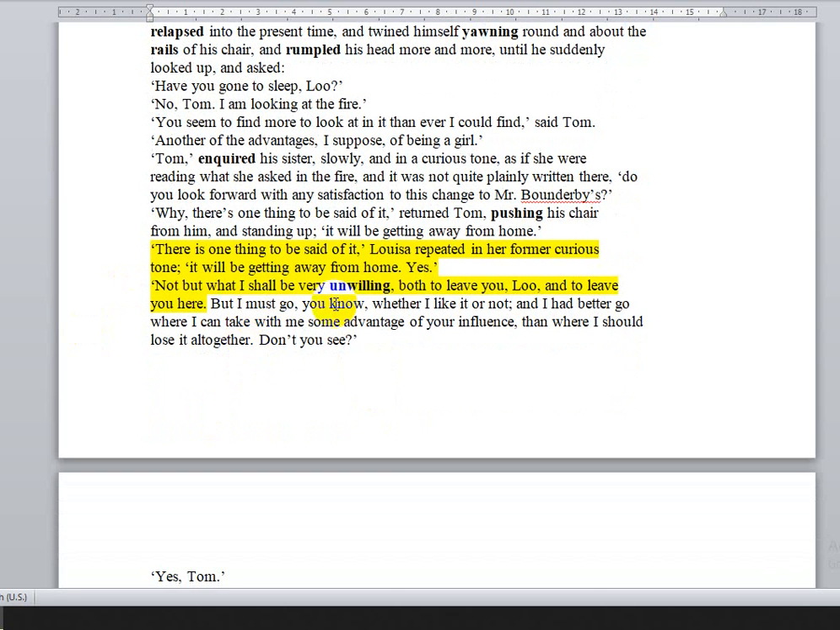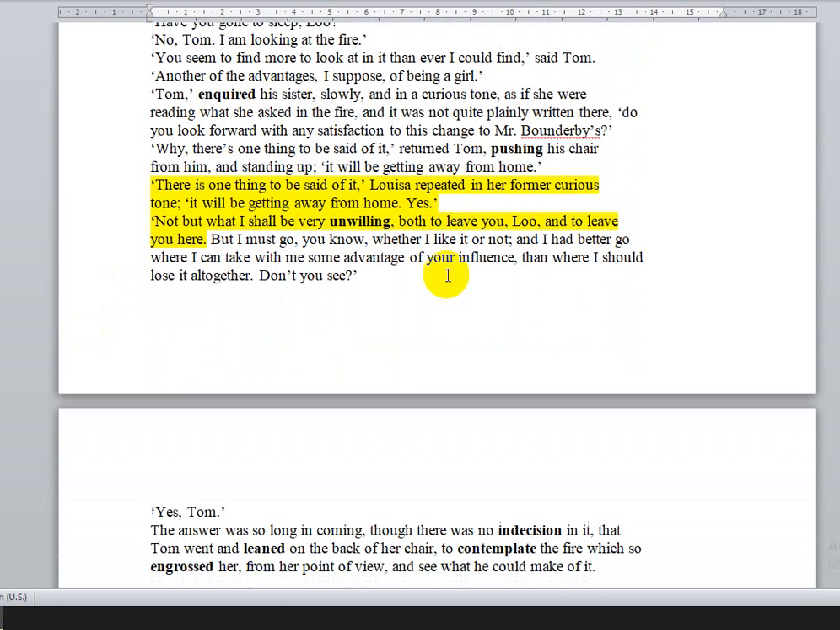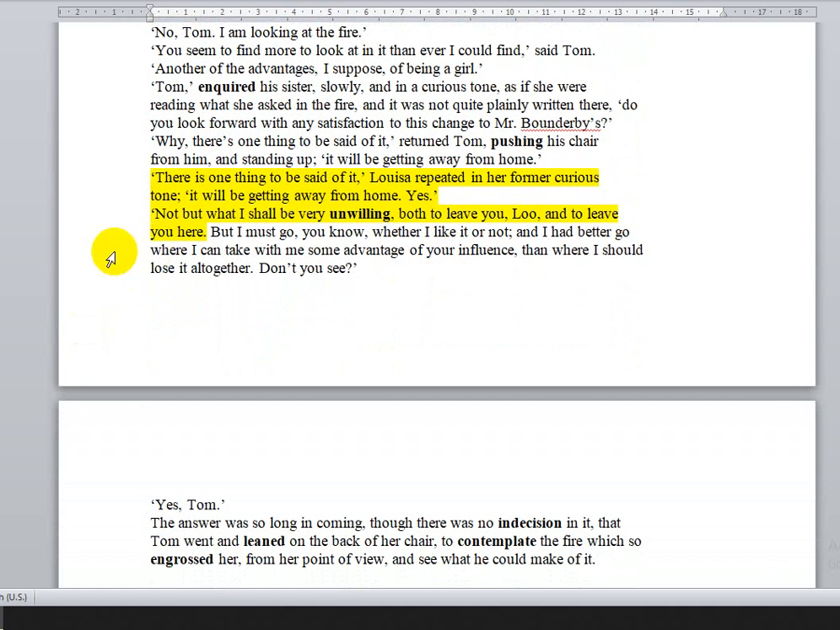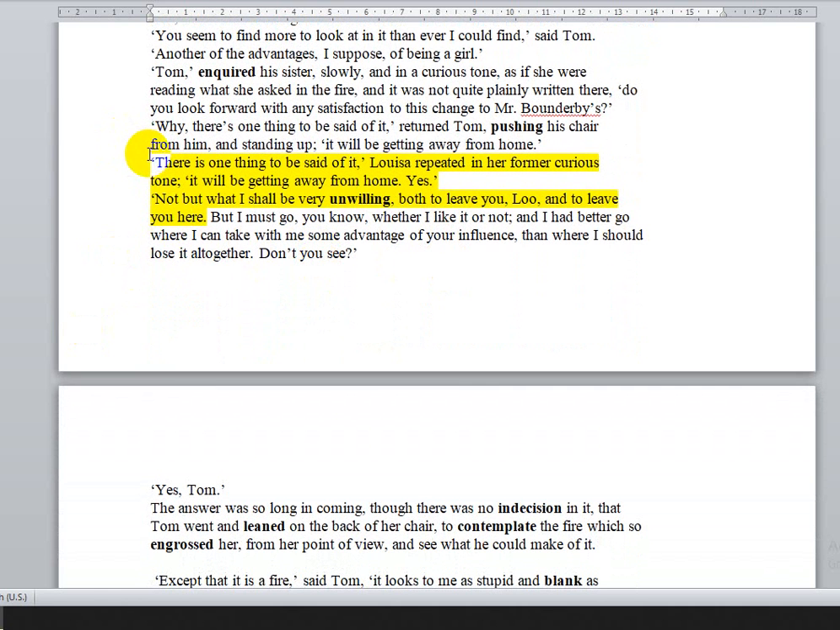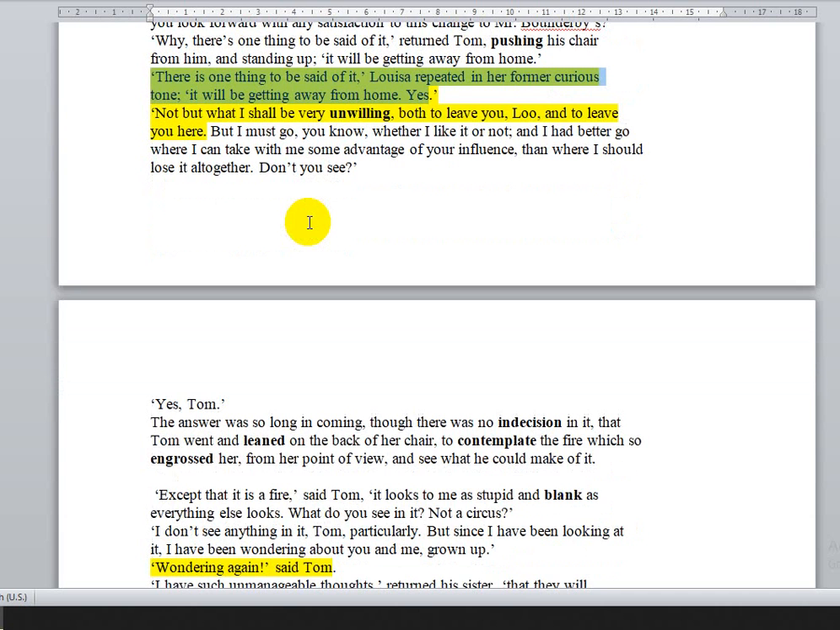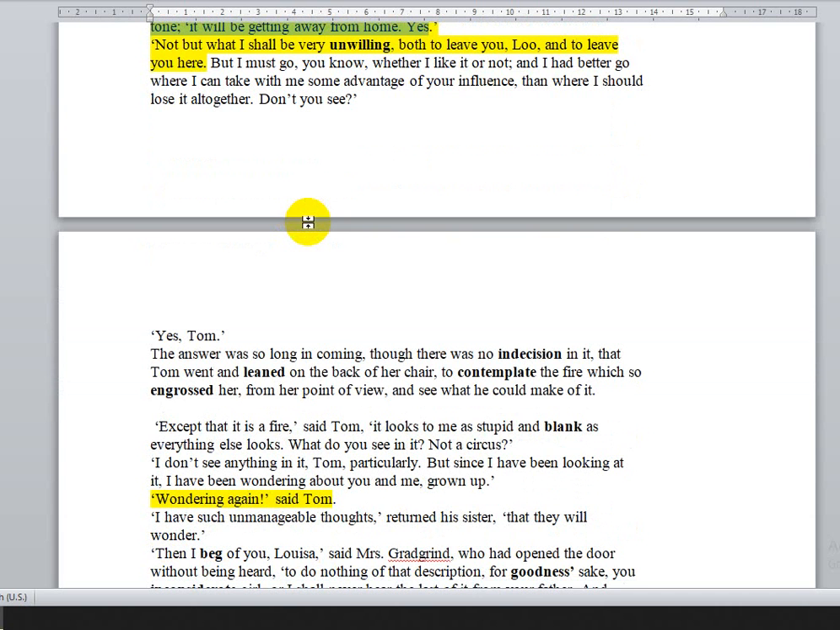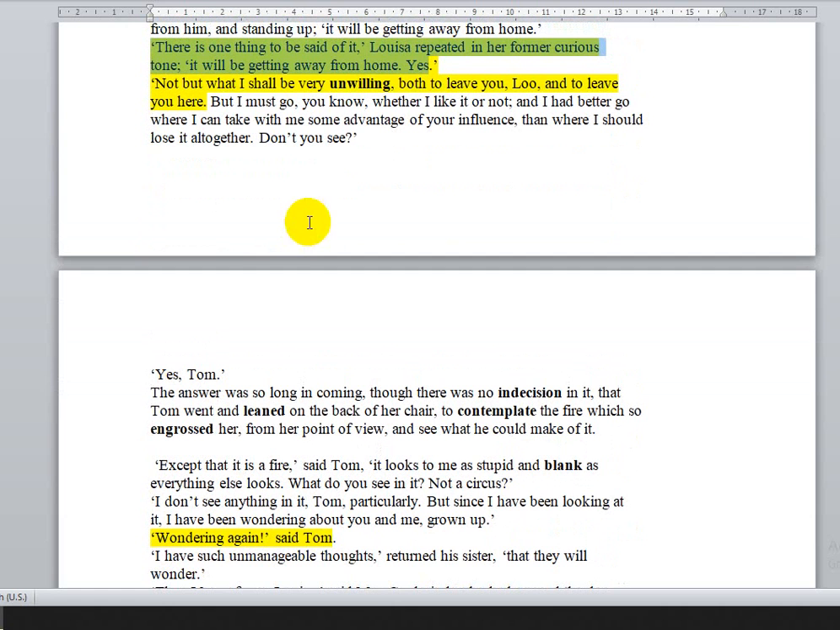Then there is one thing to be said of it. Louisa repeated in her former curious tone, it will be getting away from home. This is another plan that Louisa thinks about. Yes, not but what I shall be very unwilling to leave you, Lou, and to leave you here. So this is the plan Tom works on.